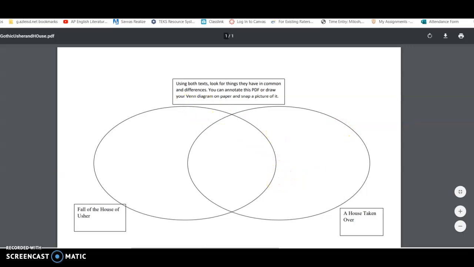So you can either draw this on a piece of notebook paper or use Kami to modify the PDF. And what you're going to do is consider things like point of view, characters, setting, tone. You can look in your textbook and also see on the page that explains the prompt. I've actually got that in your agenda.